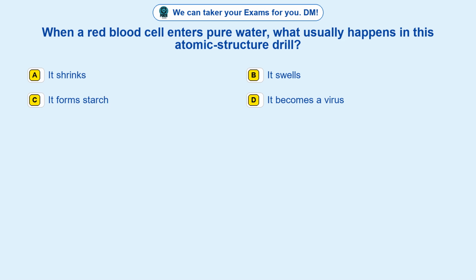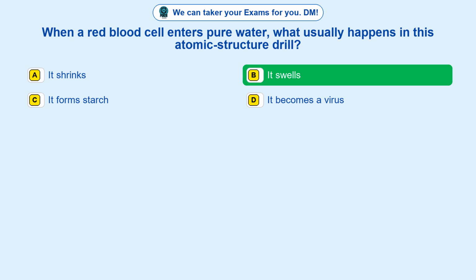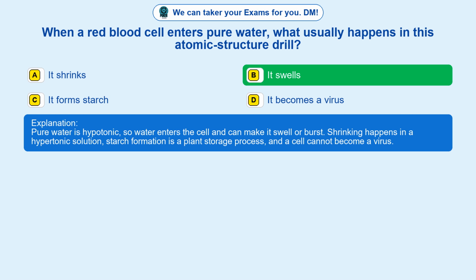Question 8. When a red blood cell enters pure water, what usually happens in this atomic structure drill? Option A, it shrinks. Option B, it swells. Option C, it forms starch. Option D, it becomes a virus. The correct answer is option B. It swells. Pure water is hypotonic, so water enters the cell and can make it swell or burst.